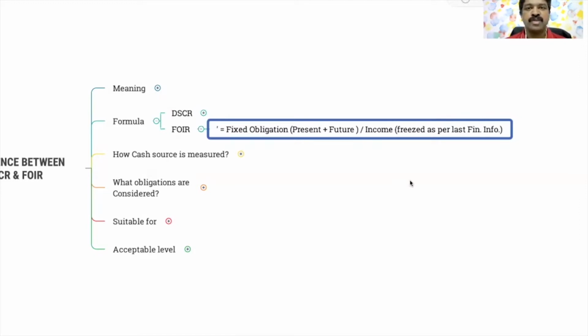Okay, so this fixed obligation is basically the summation of EMI, which includes interest and principal. So you should factor both the present running outstanding loan commitments as well as the proposed loan commitments. That goes to the numerator. Whereas in the denominator, it is income. When we say income, this is cash profit. And this is one distinct difference when compared with DSCR.